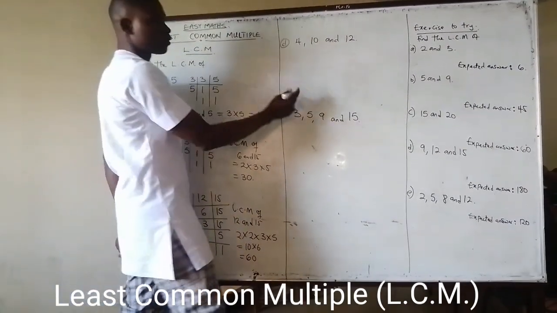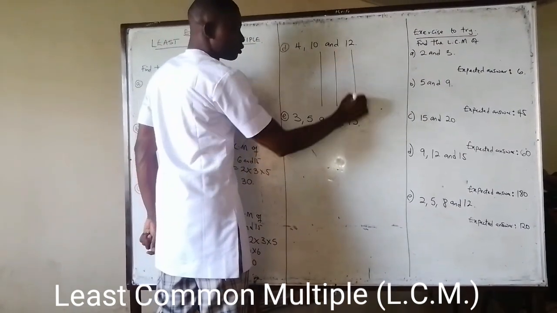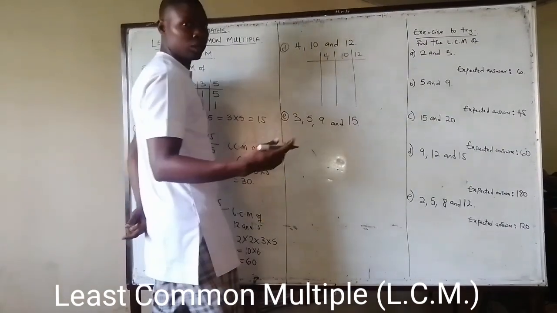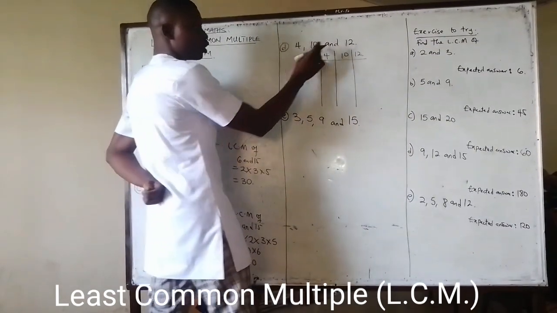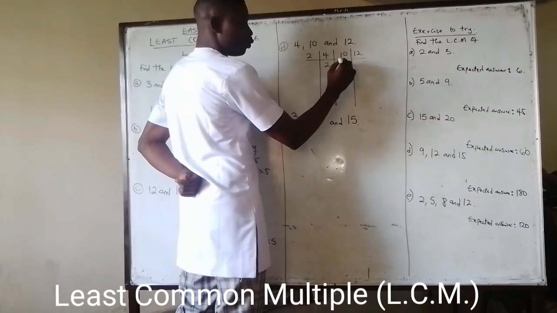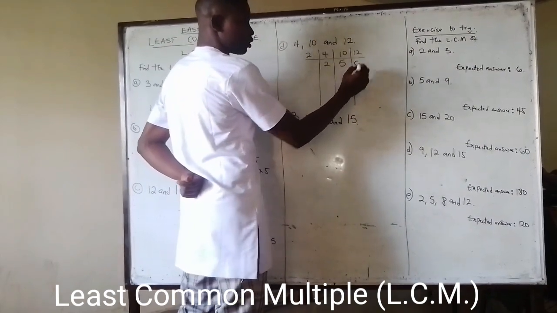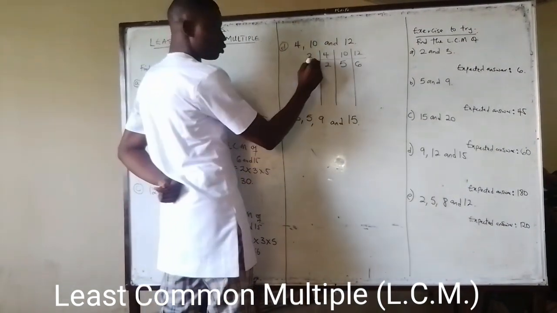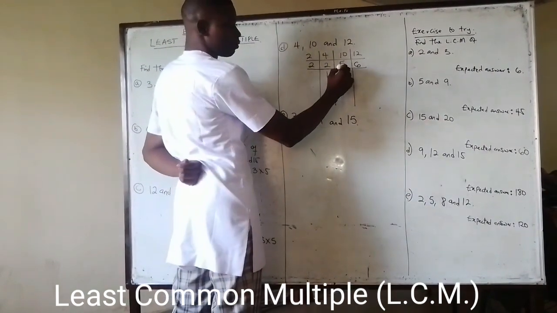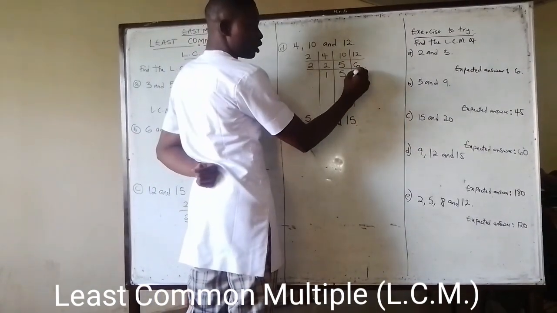We move to this. LCM of 4, 10 and 12. We start with the least of them all, which is 2. 2 in 4 will give us 2. 2 in 10 will give us 5. 2 in 12 will give us 6. What else can go? 2 can go. So we'll put 2 here. 2 in 2 will give us 1. 2 in 5, it can't go, so we'll bring down 5. 2 in 6 will give us 3.